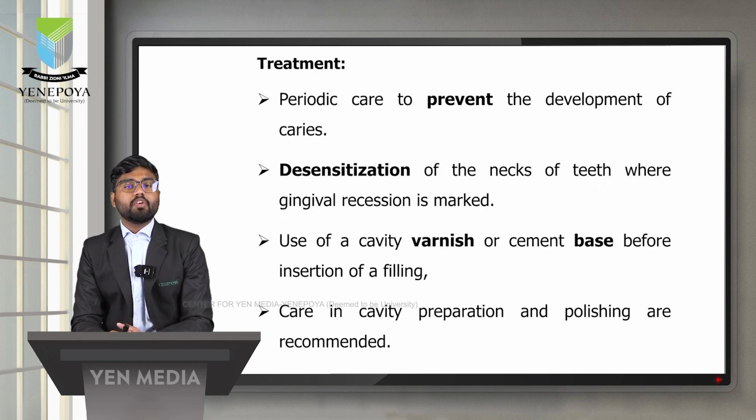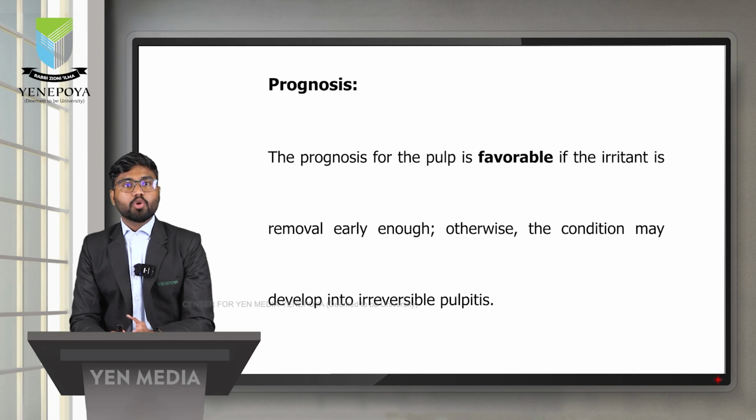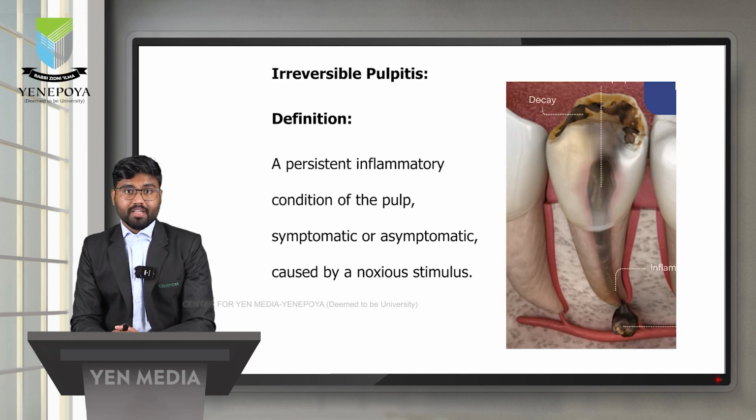Coming to the treatment, always prevention is better than cure. That means we will have to prevent the development of caries in the first place, and in case of gingival recession or such cases we can go for desensitization, cavity varnish and proper protective base can be given before the fillings, and care in cavity preparation is always recommended as well as polishing. Coming to the prognosis of the pulp, in these cases it is always favorable if the irritant is removed early on, otherwise it can develop into pulpal necrosis or irreversible pulpitis.